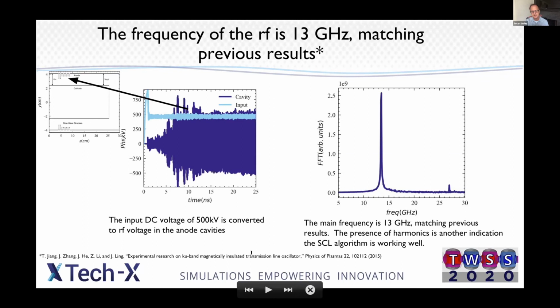So there was an experimental device by a group out of China where they measured some of these things experimentally, and 13 gigahertz was the expected frequency for this device, and so that was great to see. If you look way out here, we're actually even seeing a harmonic, which is another good sign. It means we're getting really strong interaction between our electron beam and our RF. So that's another good thing to see.